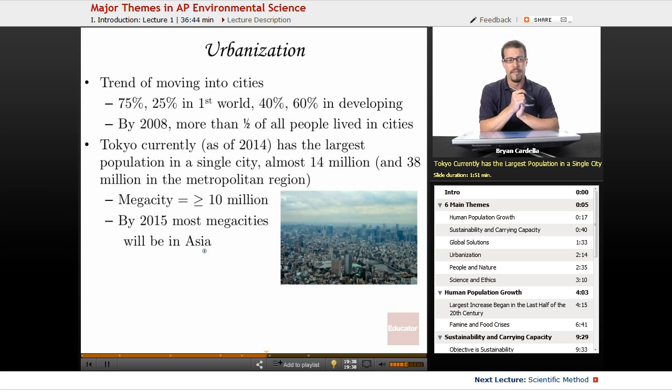I've seen this interesting image on social media where someone takes an image of the Earth and puts a circle around China, India, and parts of Southeast Asia, and they say that more people live within that circle than outside of it, which is amazing to think about. And that does coincide with this data about most of the megacities being in Asia by 2015.